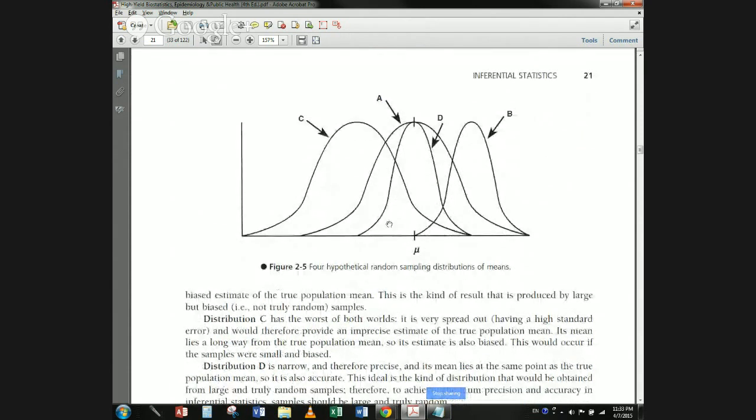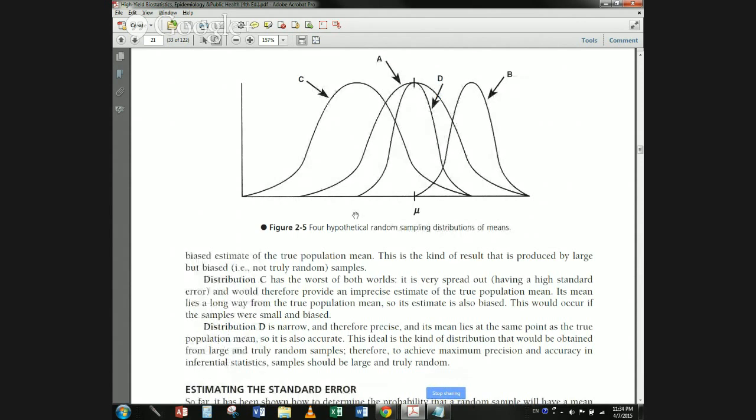Distribution C has the worst of both worlds. It is very spread out, having a high standard error, and would therefore provide an imprecise estimate of the true population mean. Its mean lies a long way from the true population mean, so its estimate is also biased. This would occur if the samples were small and biased.